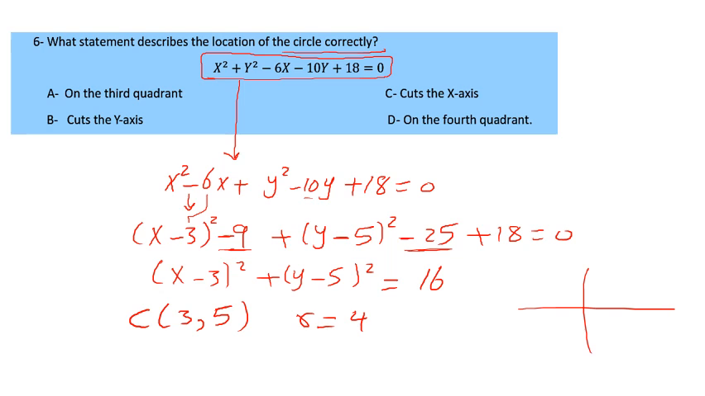By a small sketch, the point (3, 5) lies in the first quadrant, and the radius 4 means that the whole circle will be in the first quadrant, but its distance here is 3 and here is 5, right? With radius 5, you will not intersect the x-axis, but with radius 3, you will cut the y-axis. So it's in the first quadrant, but intersects the y-axis.